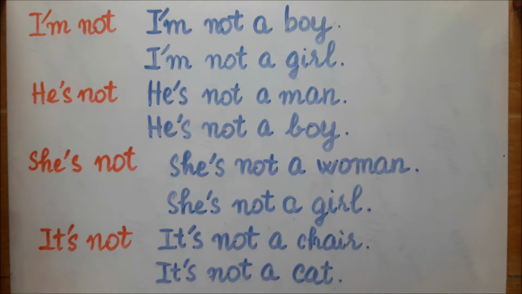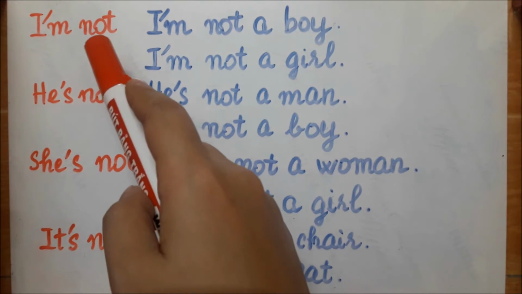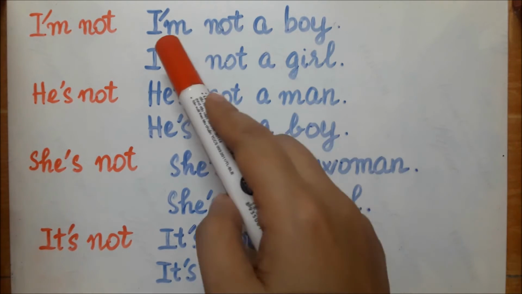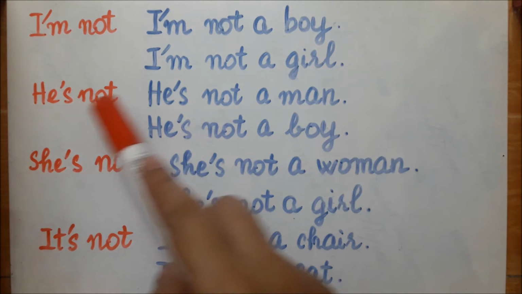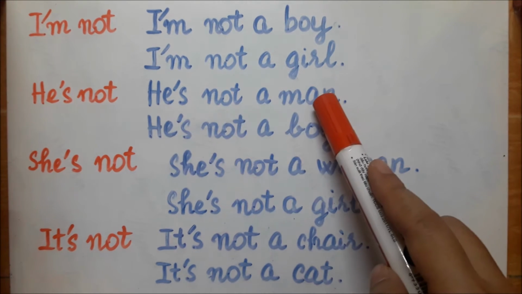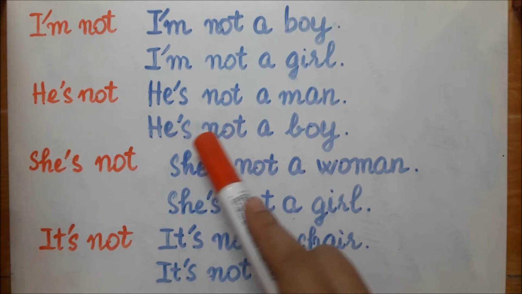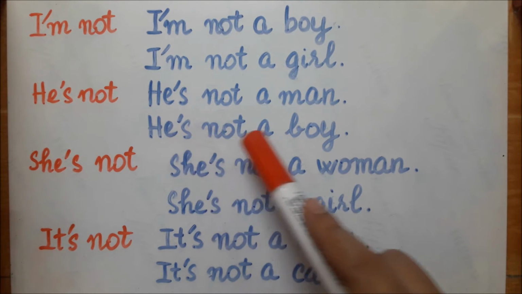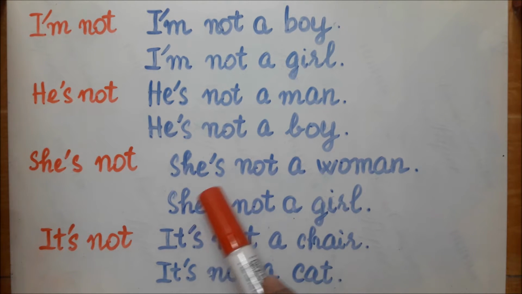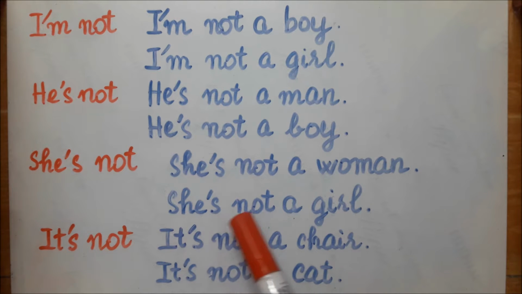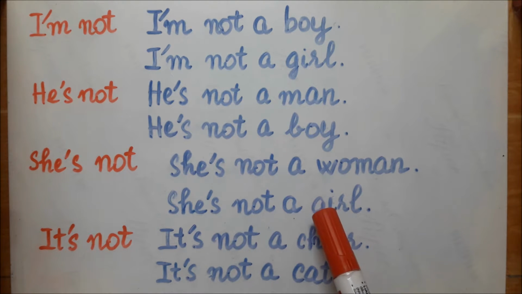We're going to look at some more examples. I want you to listen carefully and repeat after these examples. Let's start with the first one. I'm not a boy. I'm not a girl. He's not a man. He's not a boy. She's not a woman. She's not a girl.